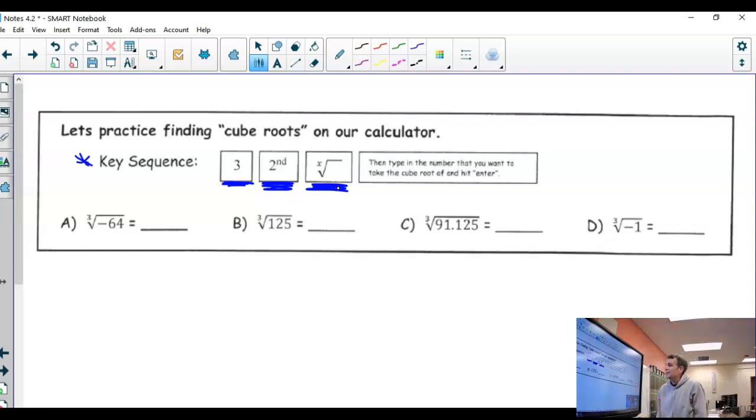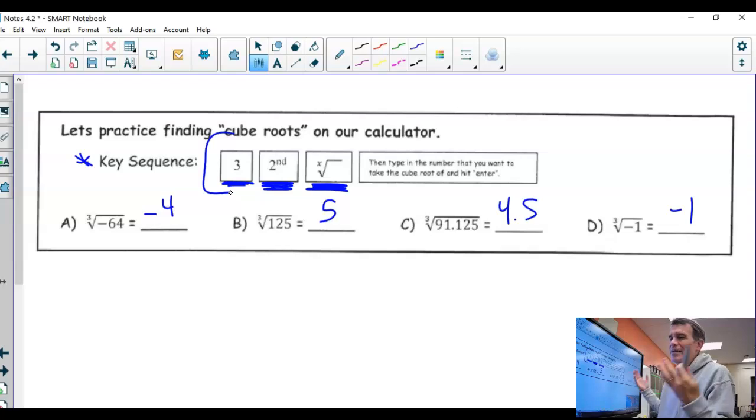All right. So you should try to take the cube root of all 4 of these examples. You know, pause the video, try to do it, then unpause it and see if we get the same answer. Here we go. Did you get the cube root of -64 is -4? The cube root of 125 is 5. I don't know this one. The cube root of 91.125 is 4.5. And the cube root of -1 is -1. If you're not sure how to get those, if you do not understand the key sequence which gives you those, you should come talk to me.